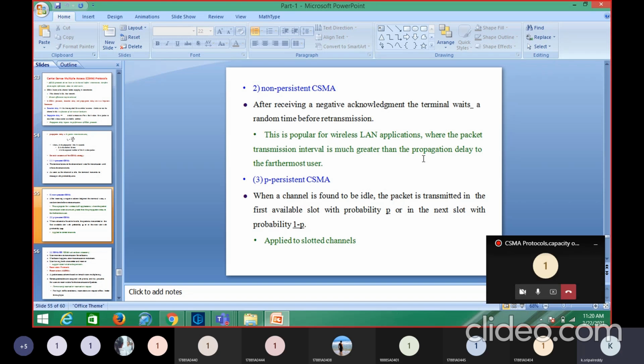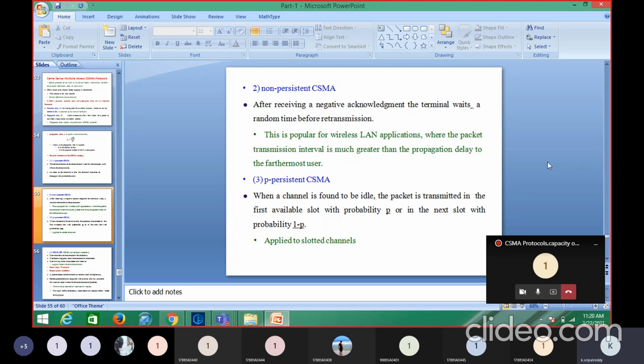Next, P-persistent CSMA. Here, P-persistent means it will check for channel idleness, and if the channel is idle, the packet is transmitted in the first available slot with probability P. Then, if the data is not ready for the first available slot transmission, we will go for the next available slot with probability 1 minus P. This is applied to slotted channels. So this is P-persistent CSMA.